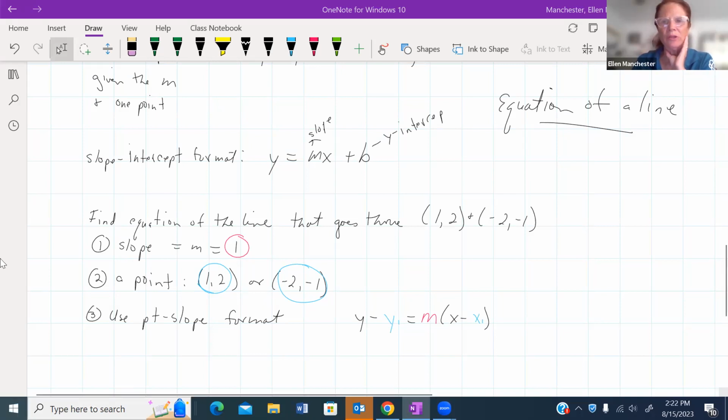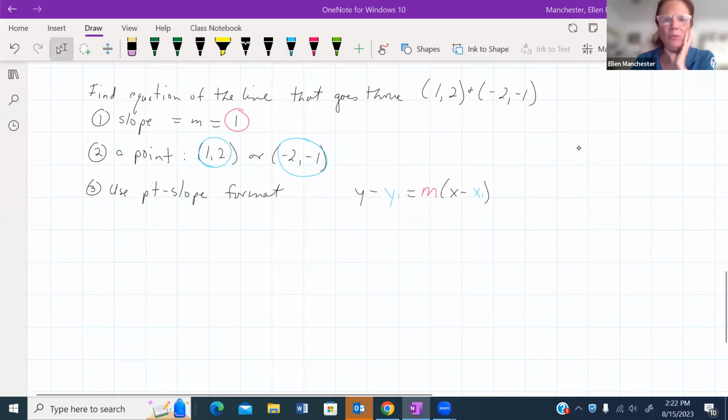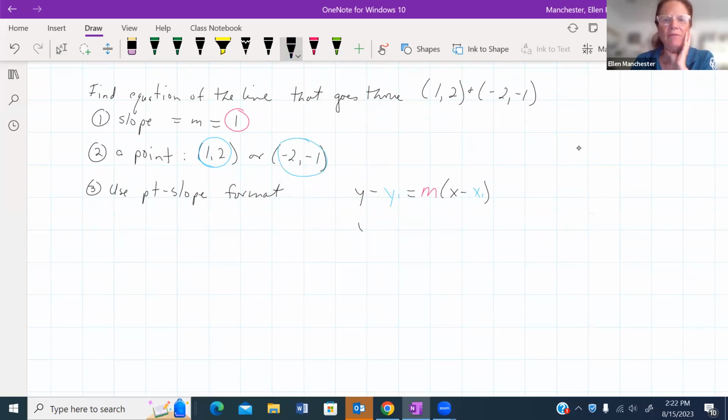So here we go. We're looking for the equation of a line. All we're going to do is plug in what we need. We have y minus, and I'll just happen to use the first one. So y minus 2, the slope is 1, and x minus 1. So this is my x, here's my y. Now I'm just going to clean it up.